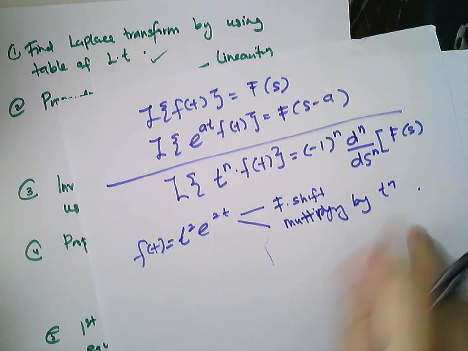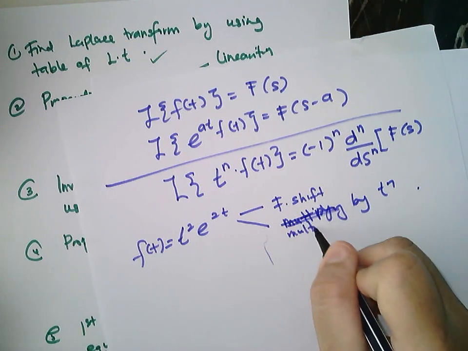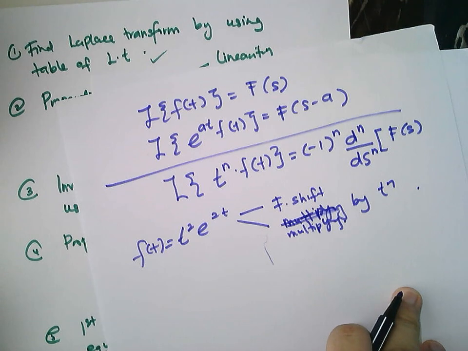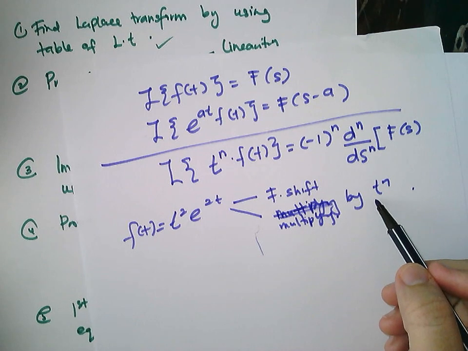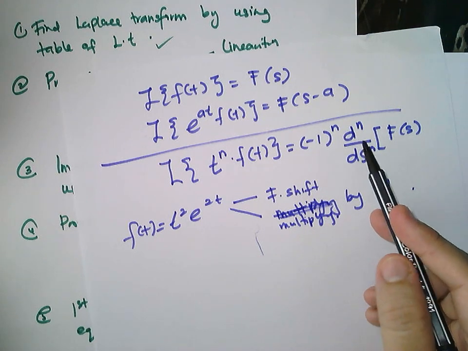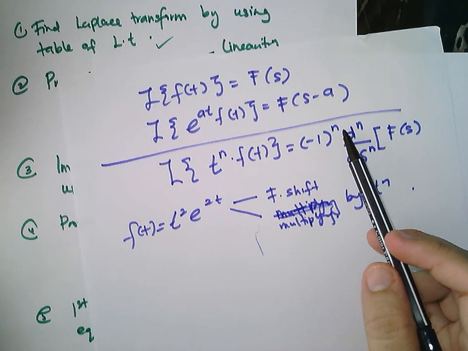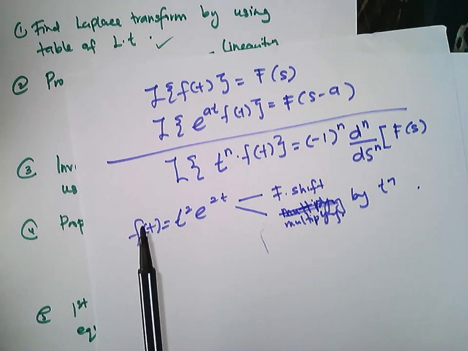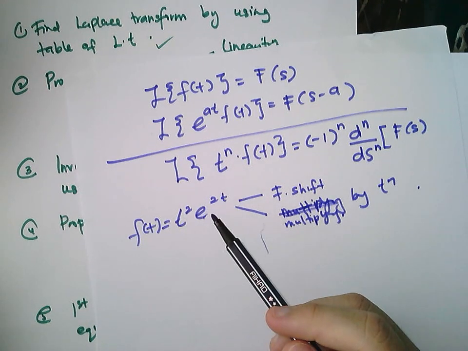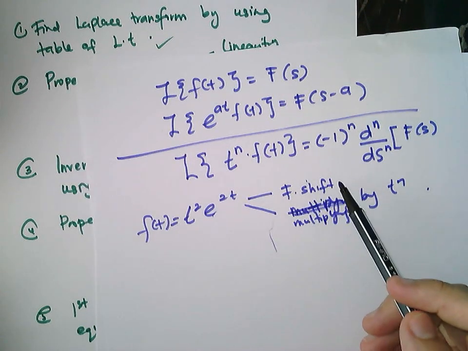To use multiplying by t^n function, it involves differentiation, as you can see here. How many times do you need to differentiate? It depends on your n. So where do you get your n? Refer to the power of your t function. If you ask me, for this kind of problem, which one is the easiest way to get the answer, my answer will be by using the first shift property.